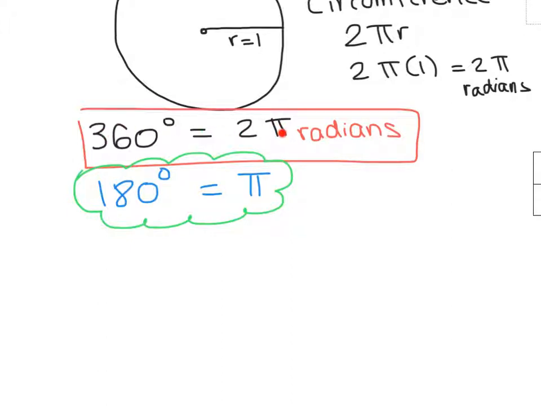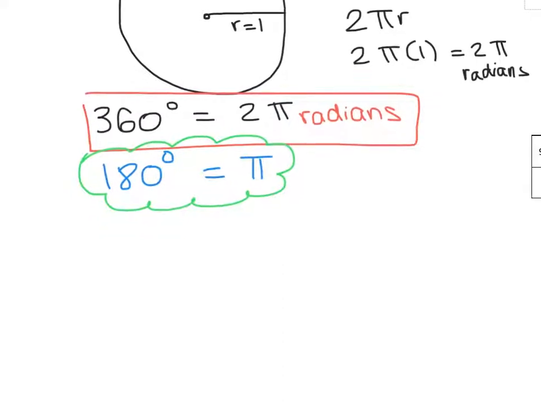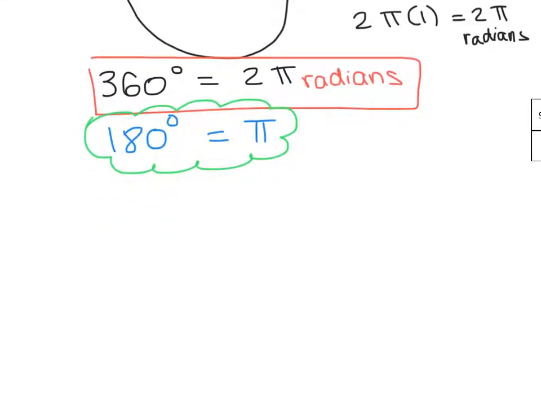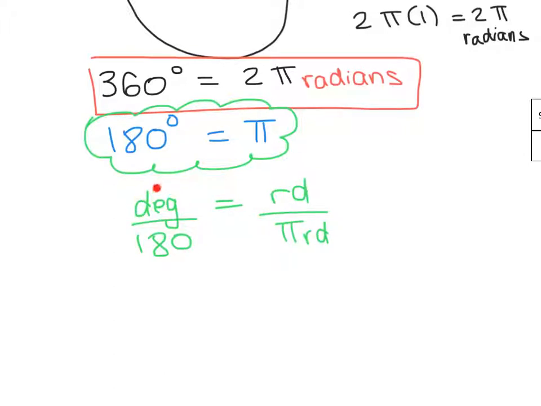So now what would be my proportion? If I want to change from degree to radian, then I need to divide the degree by 180, and then I know that 180 is equal to pi radians. So remember, this means degrees, the measurement in degrees, and this means radians, the measurement in radians.